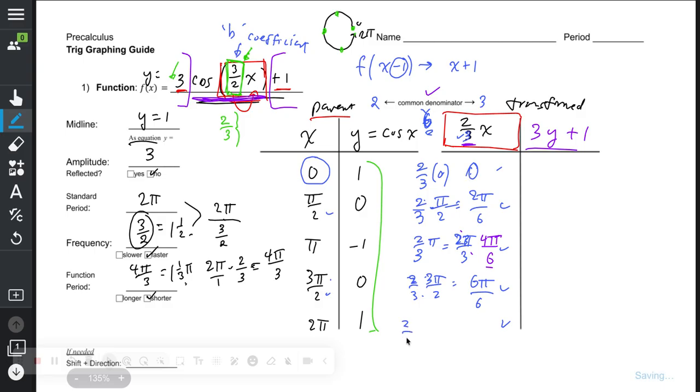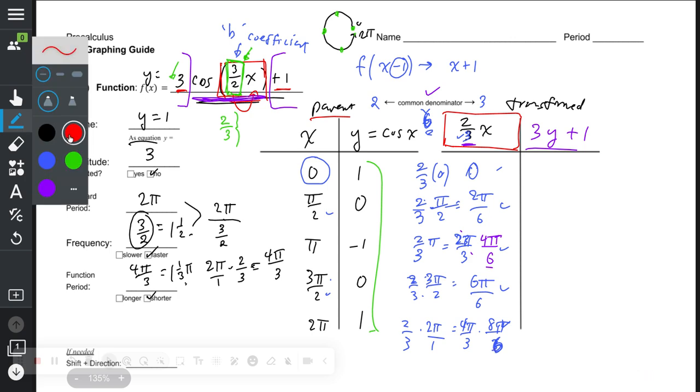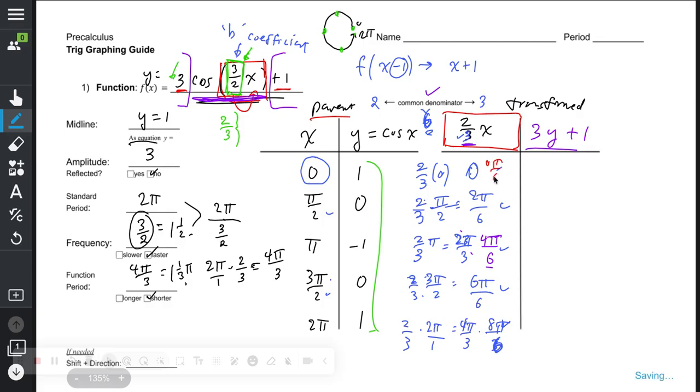And then finally 2/3 times 2 pi. Okay, this will turn out to be 4 pi over 3. But let's use that common denominator and just double each side. So that's 8 pi over 3. Okay, 8 pi over 6. Okay, everything that we've just done here is in sixths, except for this one. Let's call that 0 pi over 6.